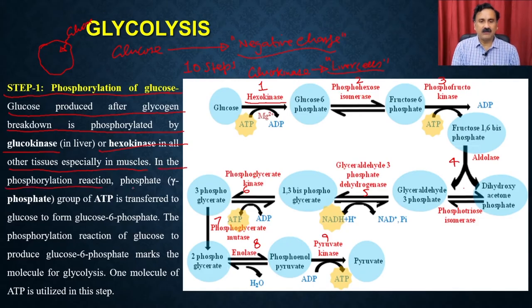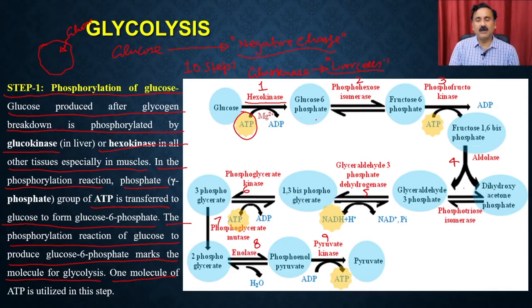In the phosphorylation reaction, the gamma-labeled phosphate group of ATP is transferred to the glucose to form glucose 6-phosphate. The phosphorylation of glucose to produce glucose 6-phosphate marks that particular molecule for glycolysis, and one molecule of ATP is utilized in this step. So in step 1, the glucose is phosphorylated by glucokinase in the liver cell or by hexokinase in all other cells, especially the muscle cells, and one molecule of ATP is utilized in this process, and as a result it produces glucose 6-phosphate. As soon as it generates glucose 6-phosphate, it causes a negative charge on this glucose molecule, and as a result this glucose molecule which has entered the cell cannot go out.